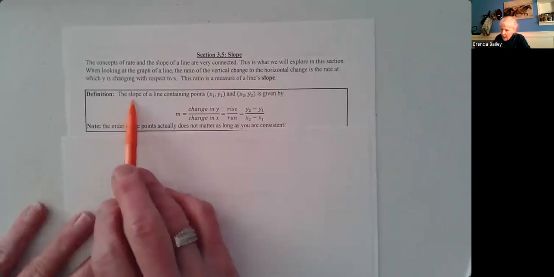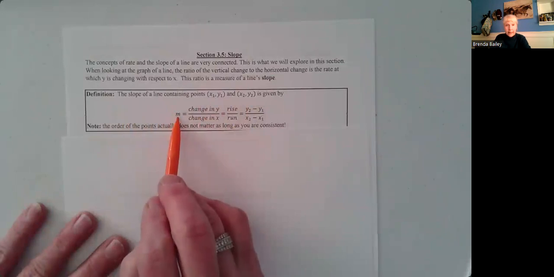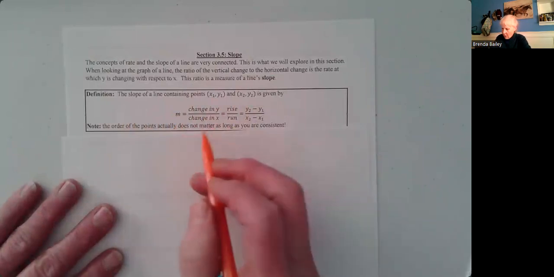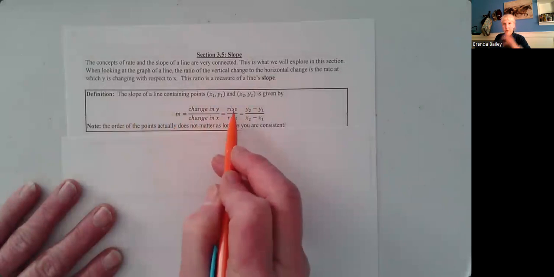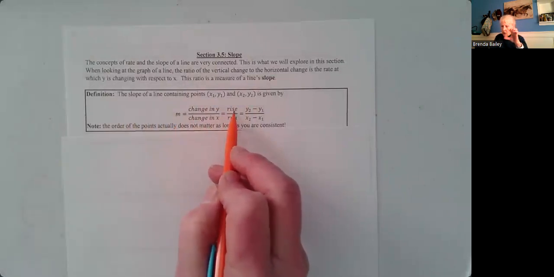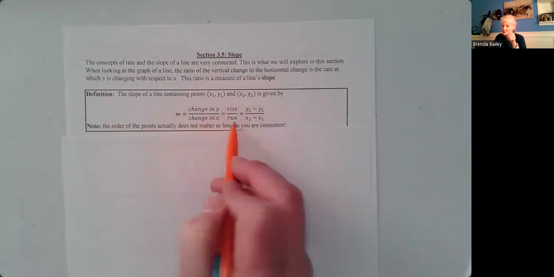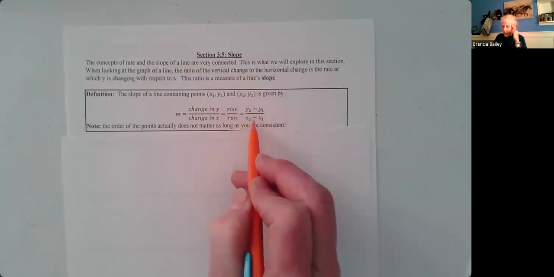All right, the slope of a line containing 2 points on a graph is given by, well, again, we use m for slope. That's just the symbol we have. That's pretty standard for slope. The change in y, sometimes we call it the rise, over the change in x, we call it the run. Now here we've got the difference in the y's over the difference in the x's.